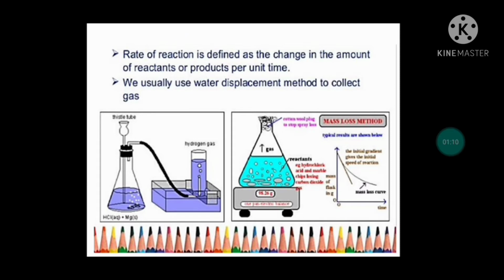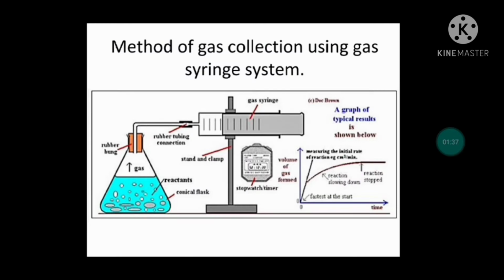So on what basis can you measure the rate of reaction? Either you can measure the product that is formed or the reactants that are left over. In this way you can find out the rate of reaction with respect to time. For example, suppose you want to measure the amount of gas that is produced in the reaction. You can measure it with the help of a gas syringe. You can check it here. With the help of this apparatus, the gas syringe, we can find out the amount of gas that is produced.